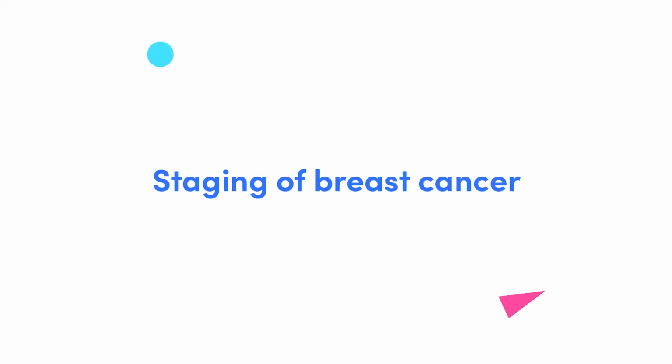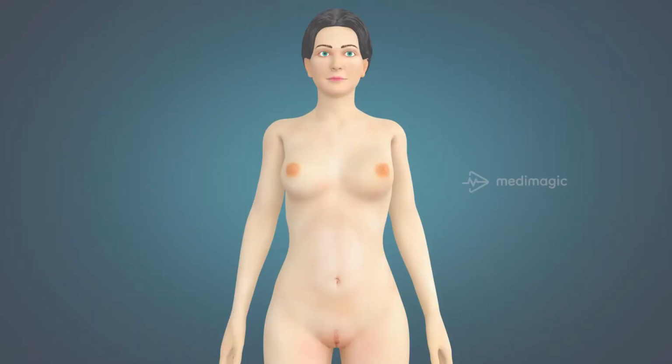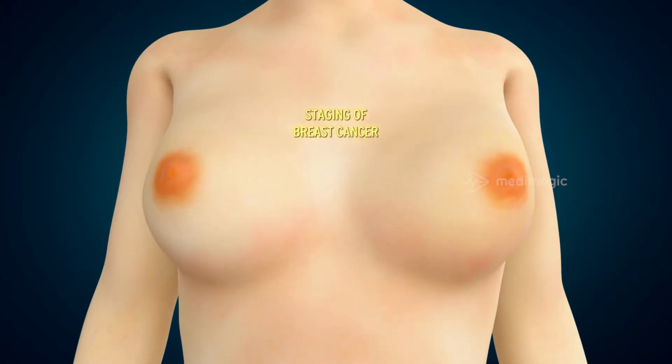Staging of breast cancer. If breast cancer is diagnosed, other tests are done to determine if cancer cells have spread within the breast or to other parts of the body. This process is called staging. The TNM staging is most commonly used to stage breast cancer in 3 ways.